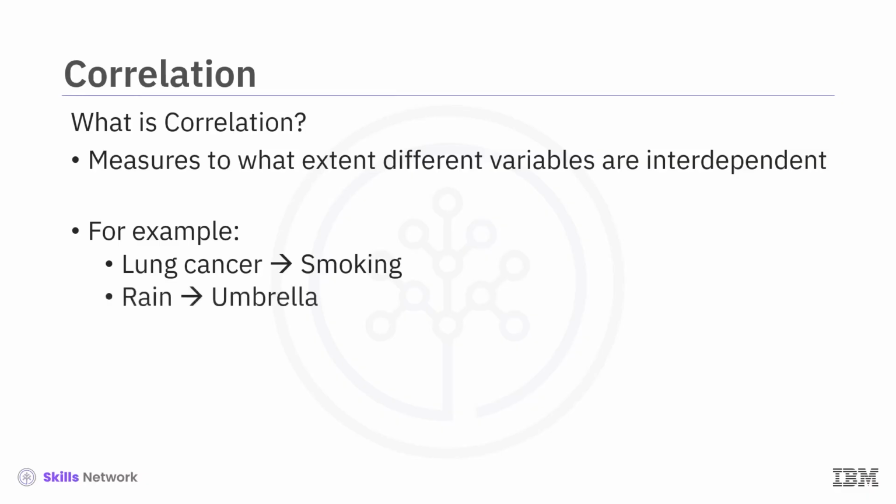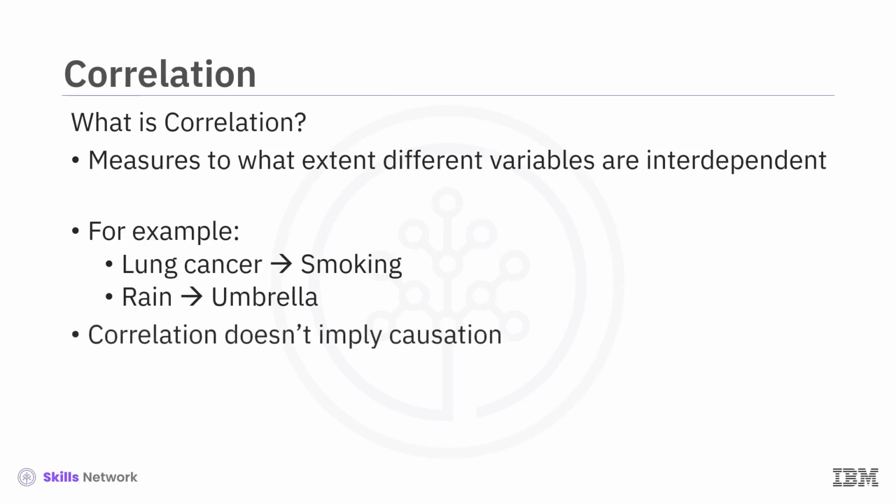In another example, there is a correlation between umbrella and rain variables, where more precipitation means more people use umbrellas. Also, if it doesn't rain, people would not carry umbrellas. Therefore, we can say that umbrellas and rain are interdependent, and by definition, they are correlated.